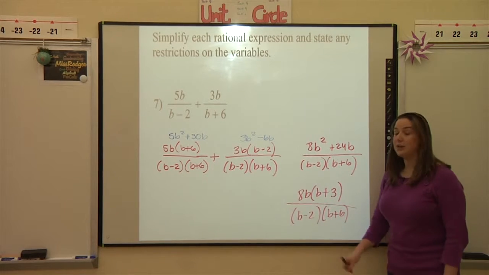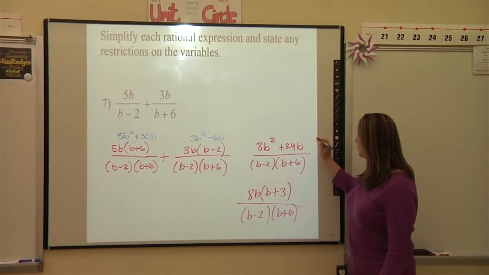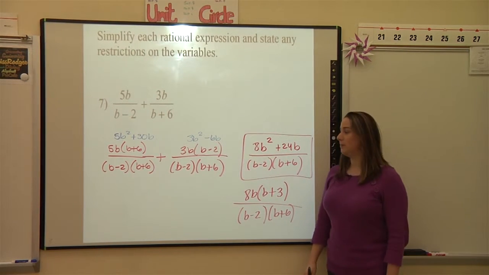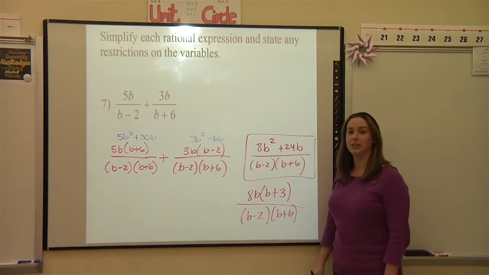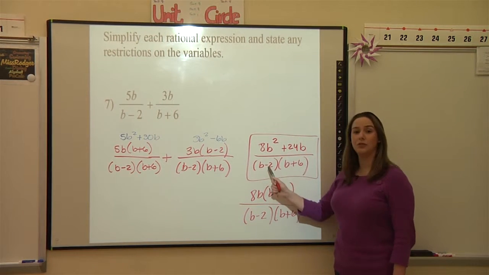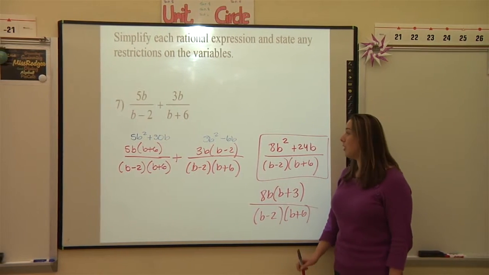So at this point, I notice that nothing can be canceled out. So my final answer is going to be 8b squared plus 24b all over b minus 2 and b plus 6. And we may be talking about putting this into standard form, but for right now we can leave it as factors and we'll discuss this more tomorrow.